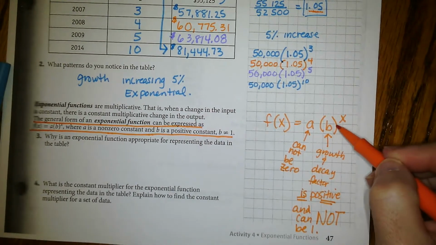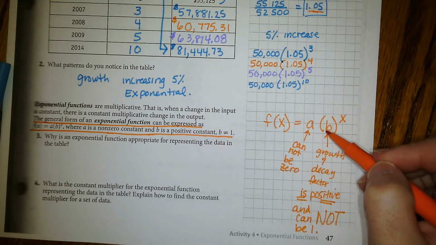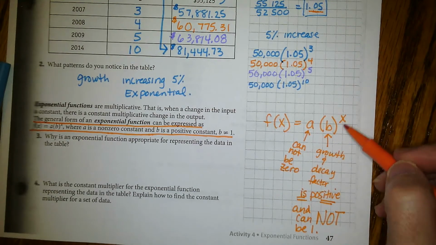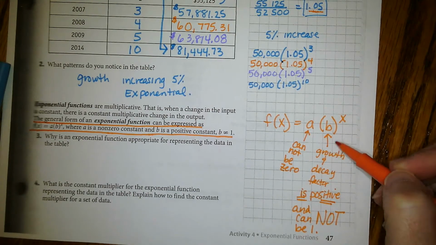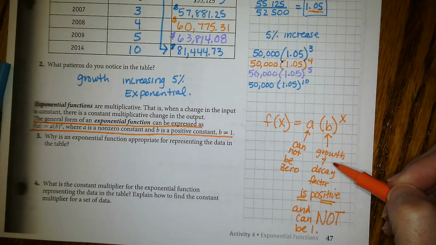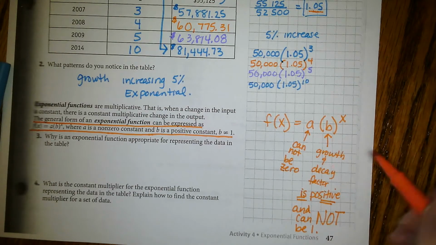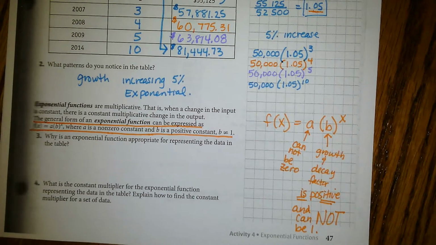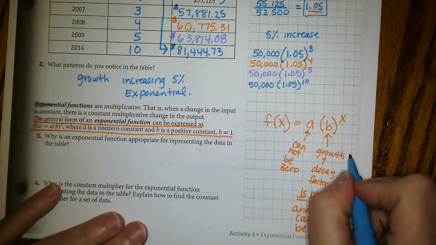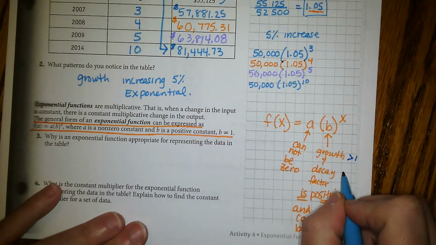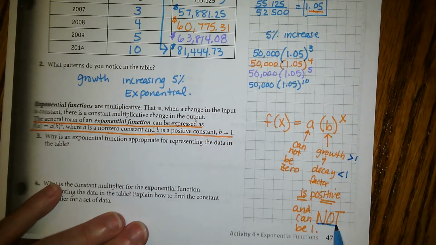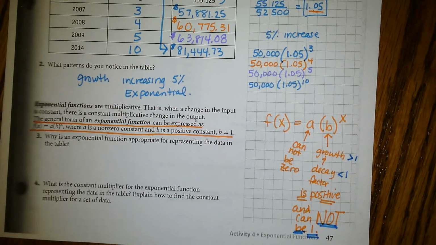Because if I take 1 to the 6th power, it doesn't change. If I take 1 to the 20th power, it doesn't change. In order for it to be growth, it has to be greater than 1. In order for it to be decay, it has to be less than 1. But it cannot be equal to 1. Okay? So growth is going to be larger than 1. Decay is going to be less than 1. But it cannot be just 1. Okay? So that is like key and crucial stuff here.